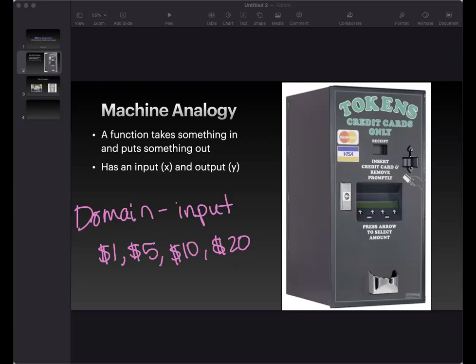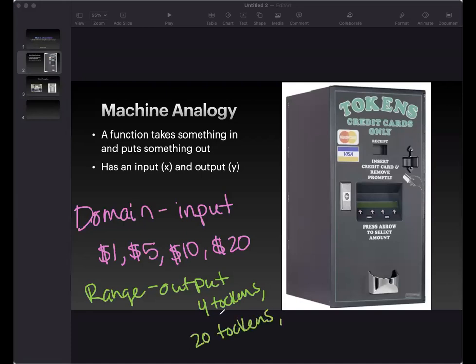Now, what the token machine is going to give us out would be called the range. So the range is the output. And let's say that for every dollar we put in, we get 4 tokens out. So let's just, for simplicity again, say it will only take in 1 bill at a time. And so if we put in a $1 bill, we would get 4 tokens out. If we put in a $5 bill, we would get 20 tokens out. If we put in a $10 bill, we would get 40 tokens.